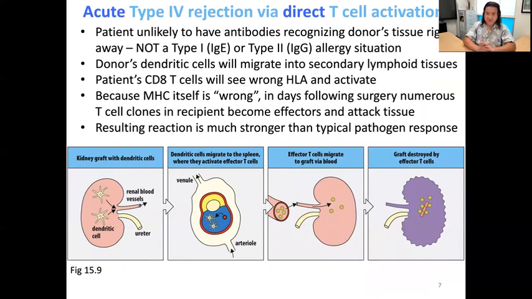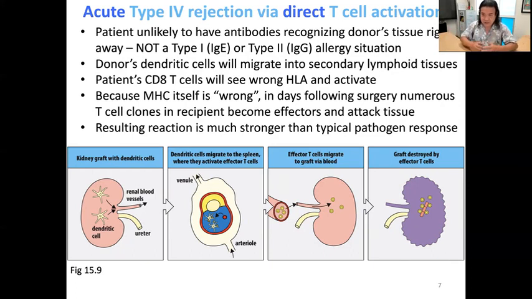So acute type 4 rejection via direct T cell activation has to do with the fact that the patient's very unlikely to have any antibodies pre-existing in their body that recognize the donor's tissue. Because we're not talking about a type 1 allergy response that would involve IgEs, or even a type 2 that would involve IgGs. Both of those situations imply that at some point in the past, you were exposed to these things and your immune system made a mistake, and that's why now you have these IgEs or IgGs.